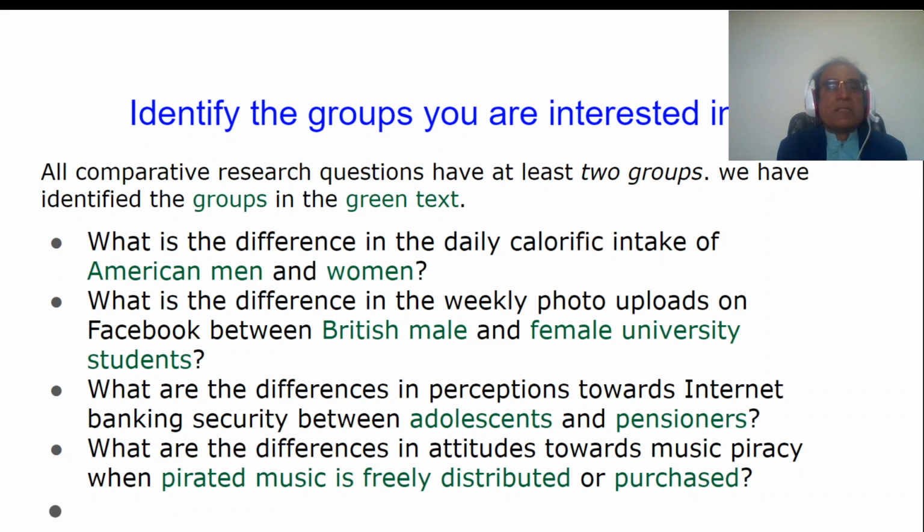All comparative research questions have at least 2 groups. We have identified the groups in the green text. What's the difference in the daily caloric intake of American men and women? Here, American men and women is a group. What's the difference in weekly photo uploads on Facebook between British male and female university students? Here, British male and female university students are the groups. What are the differences in the perception toward internet banking security between adopters and pensioners?